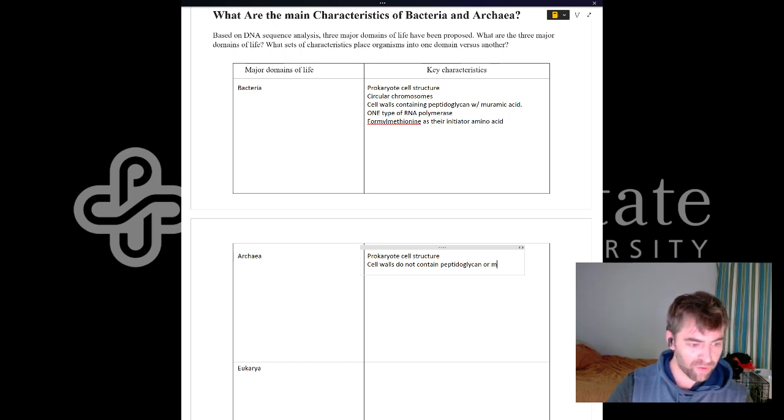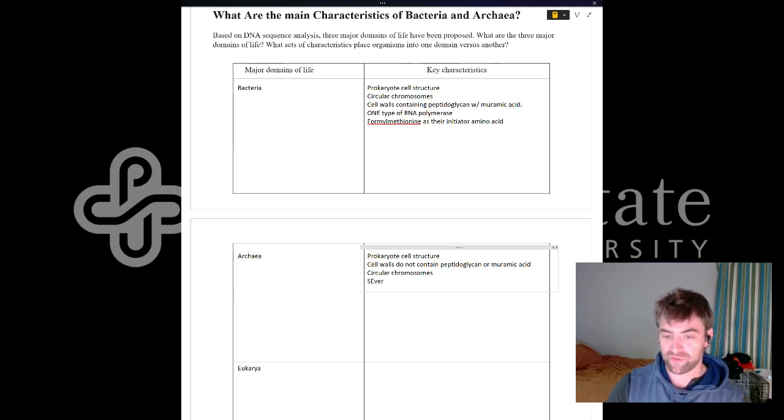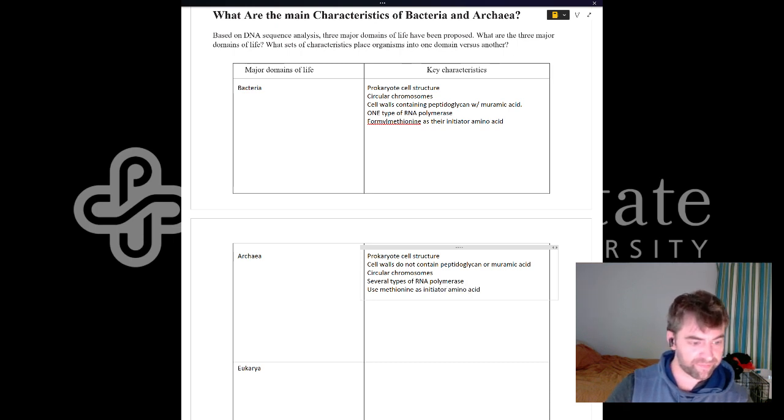Peptidoglycan or muramic acid. They also have circular chromosomes. And they have several types of RNA polymerases specifically, sorry. And these can be found among the different archaeal species. And archaea use methionine as initiator amino acid.